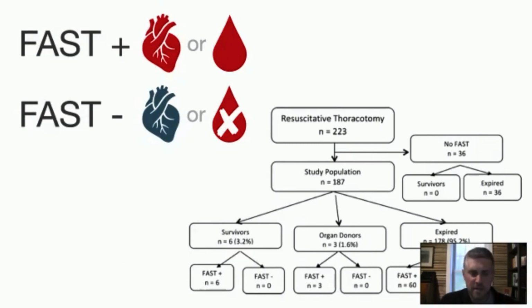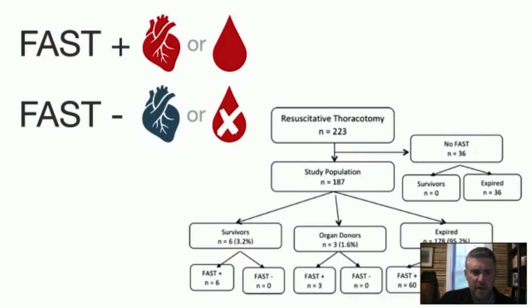And they basically divided them up into survivors, organ donors, and people who passed away and said, okay, if the FAST was positive or negative, how does that predict the outcome? And so they defined a positive FAST as a beating heart or free fluid, right? And they defined a negative FAST as no beating heart or no free fluid. If you do the 4x4 table, there's some ambiguity with the overlap, but for all intents and purposes, for our purpose, on a FAST exam, if you see a beating heart or if you see fluid, that's positive. If you don't see that, it's negative, right?